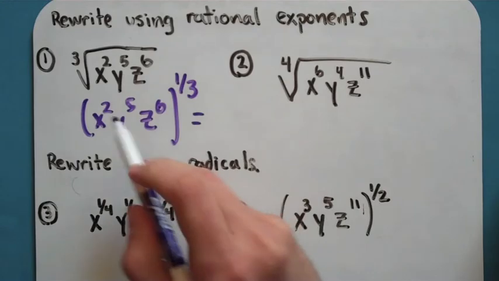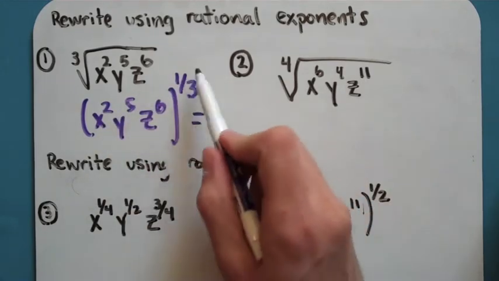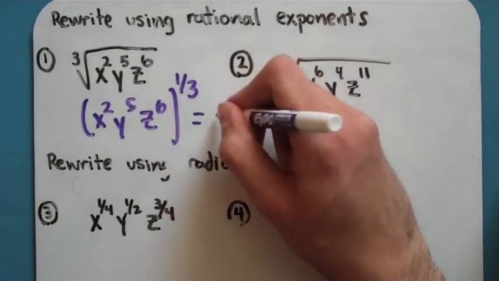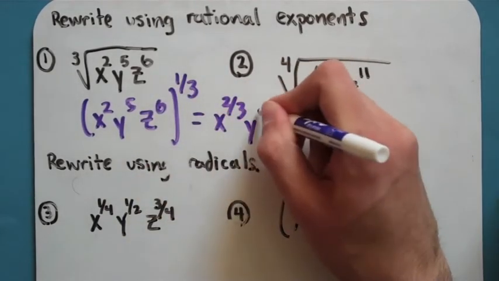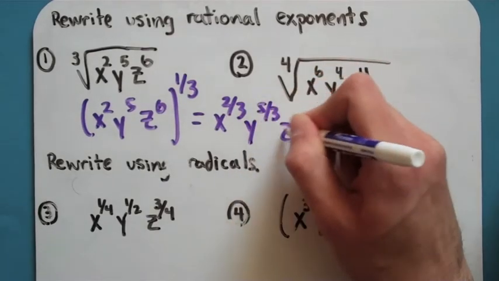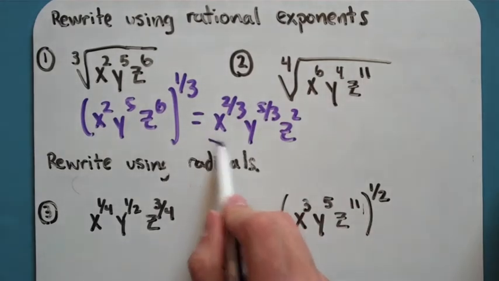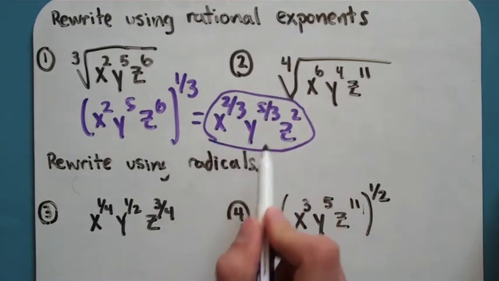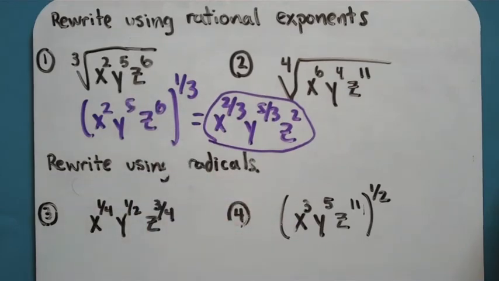And then what I can do is distribute my exponents and use my exponent properties, and I will end up multiplying that in. I'll get x to the 2/3. 5 times 1/3, it'll be y to the 5/3. And z, it'll be to the 6/3, which is just z squared. So this guy right here in purple is the exact same thing as this. They're just different ways of writing it.